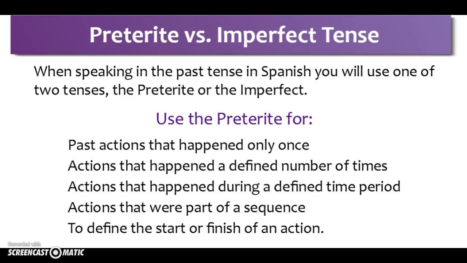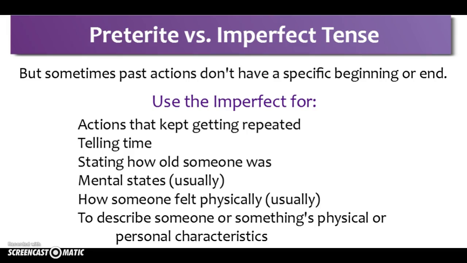Sometimes we don't have a specific beginning or end on when an action happened. In the Spanish language, we would then sometimes use the imperfect tense. Imperfect tense is used for things that kept getting repeated in the past. It's also used for telling time, and that's one of those that you just have to remember. If you are telling a past time period or past hour of time, you're going to do it with the imperfect tense. Same with stating how old someone was when something happened. That is used with the imperfect verb tense.